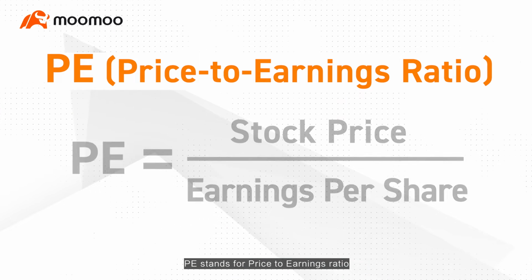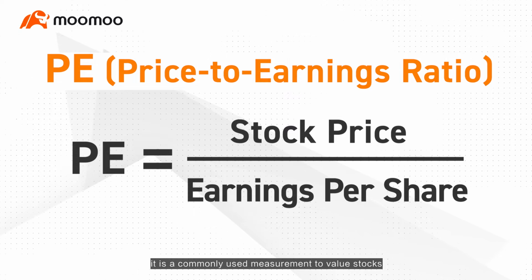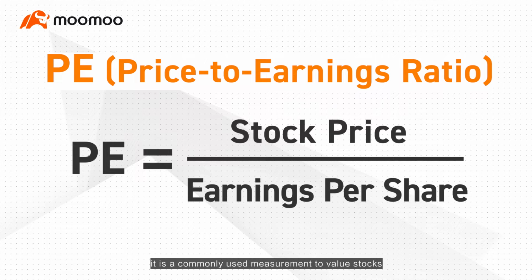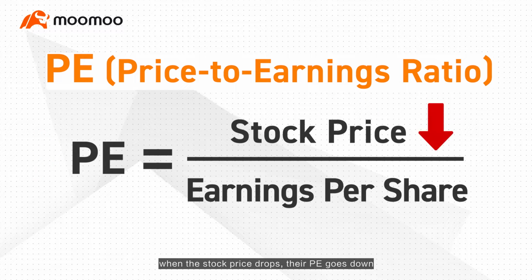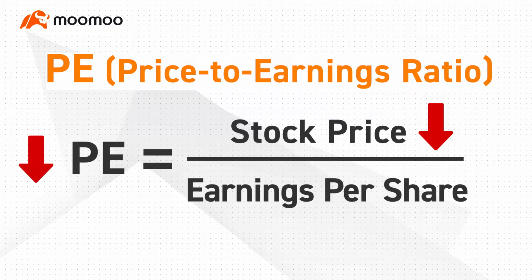PE stands for price to earnings ratio. It is a commonly used measurement to value stocks. Typically, when a stock price goes up, their valuation goes up and the PE goes up. On the contrary, when the stock price drops, their PE goes down.